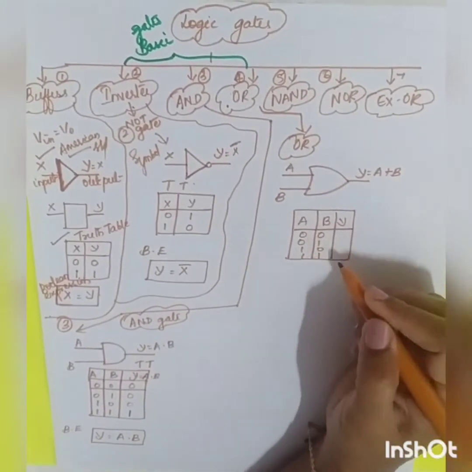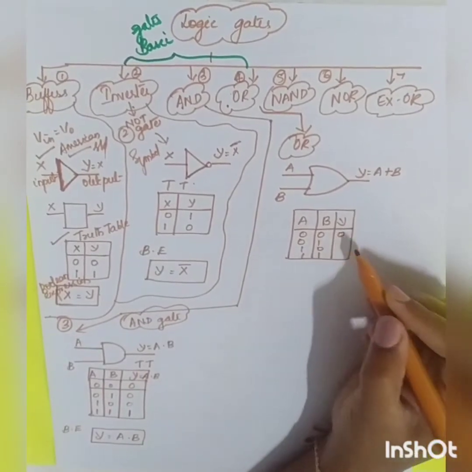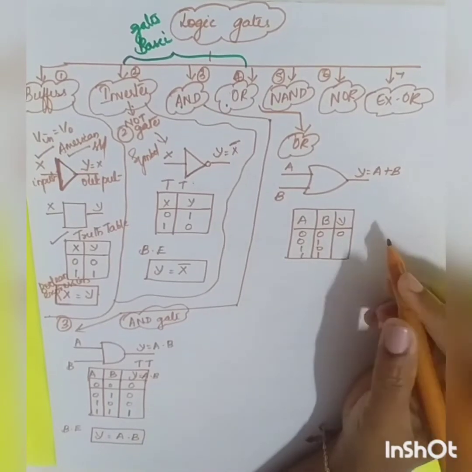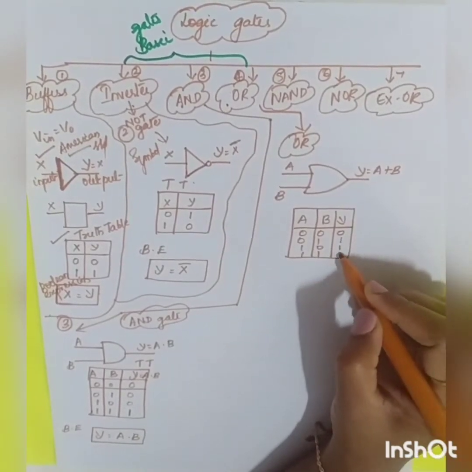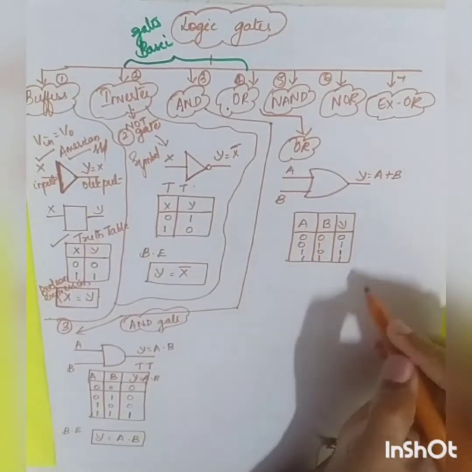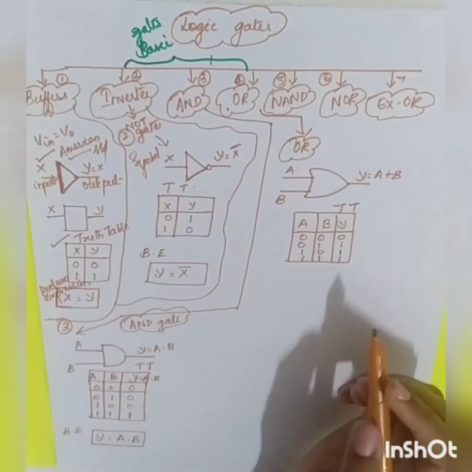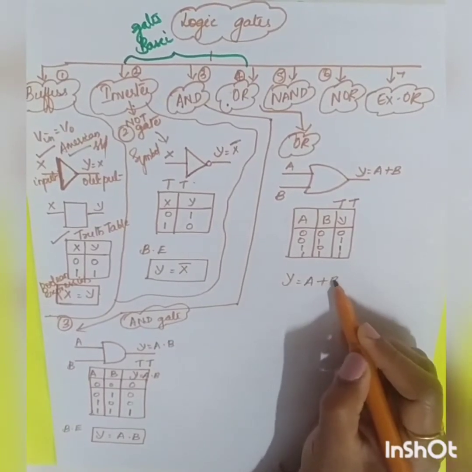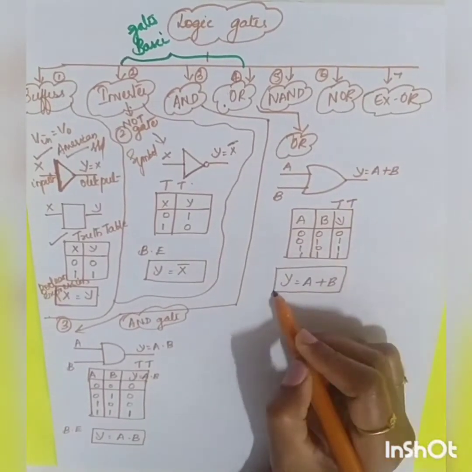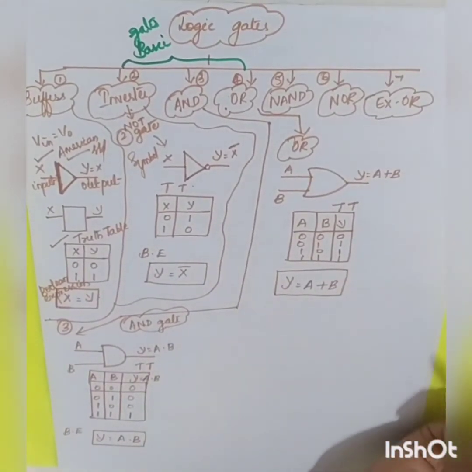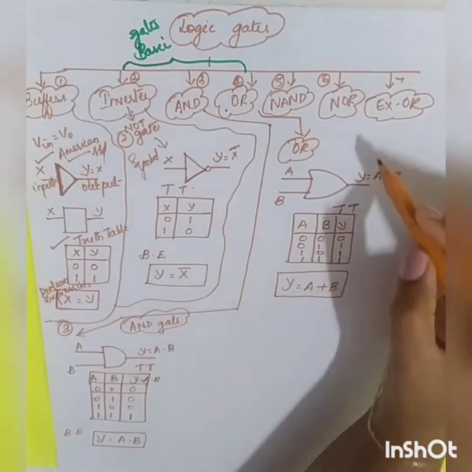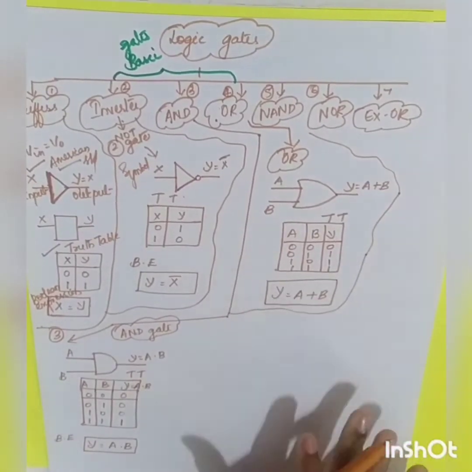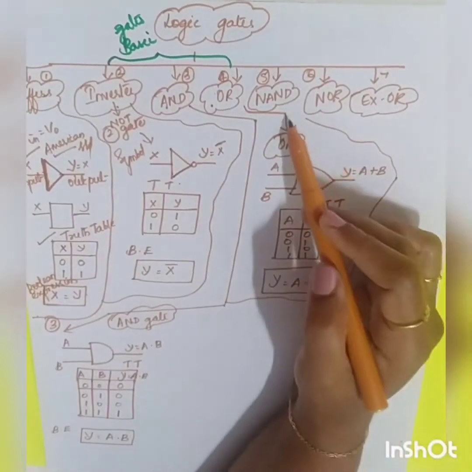So what will be your combination? 0 plus 0 is 0. Whenever any input is 1, your output is going to be 1. So this will be your truth table of your OR gate. Now what will be your expression? Boolean expression Y is equal to A plus B. So this is your Boolean expression of your OR gate. Next one is your NAND and NOR.